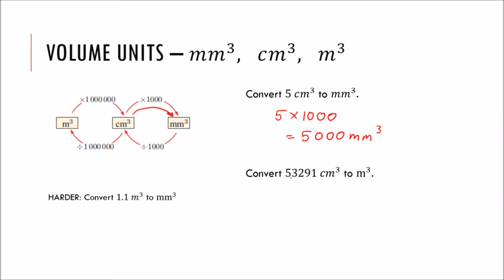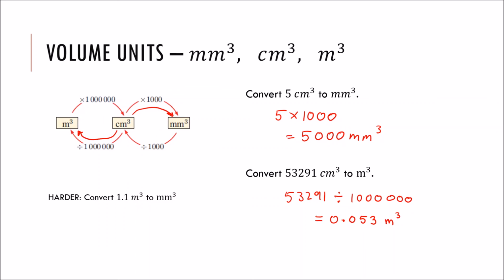The next one is 53,291. We want to go from centimeters cubed to meters cubed. So we're going in this direction, so we're going to divide by a million. So we've got 53,291 divided by 1 million. And we end up with 0.053 meters cubed.